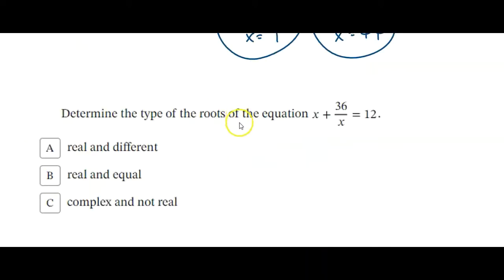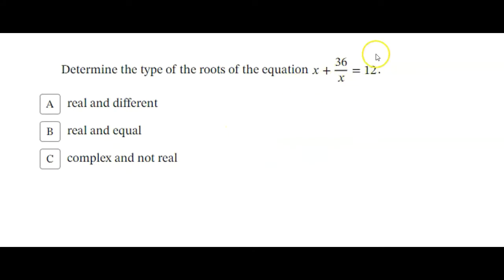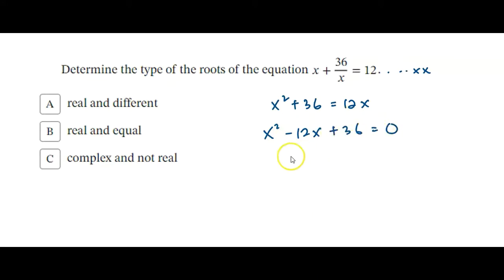For the next question, determine the type of roots of the equation. This is actually a quadratic equation. You multiply all the terms by x, then you will have x squared plus 36 equals 12x. Arrange it nicely in general form. You get x squared minus 12x plus 36 equals 0.